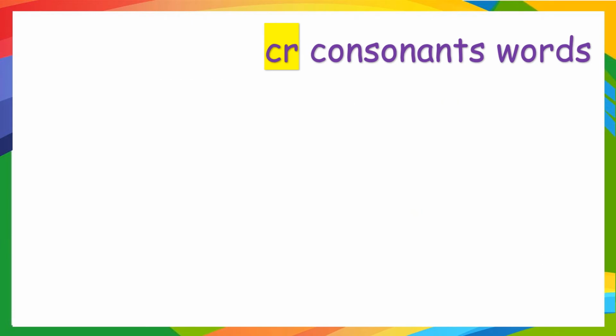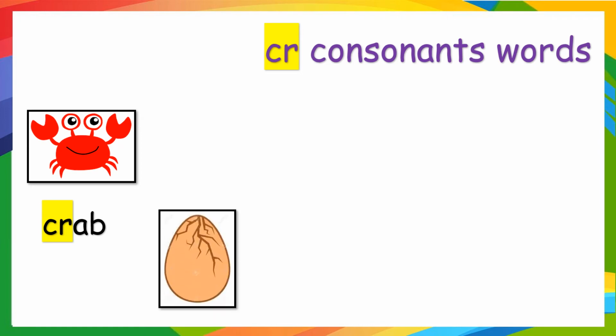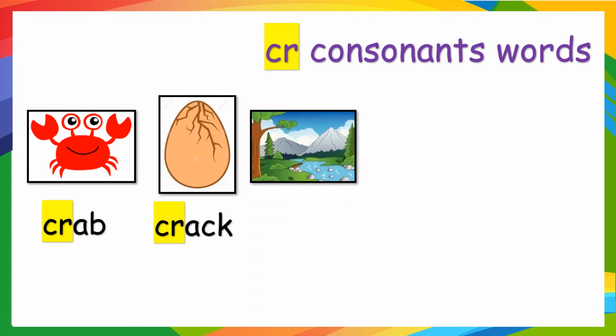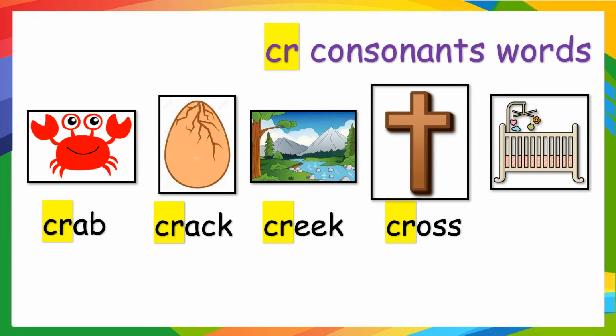Now, cr consonant words. Look at this. Which aquatic creature is this? Yes, it's a crab. Crab. What's happening to the egg? Look at that. There is a crack. Crack. It's creak. Creak. Cross, cross. And it is a crib, crib.